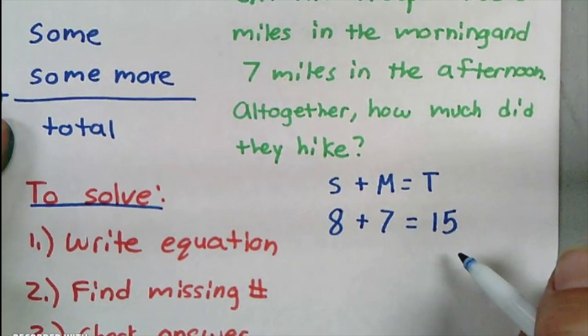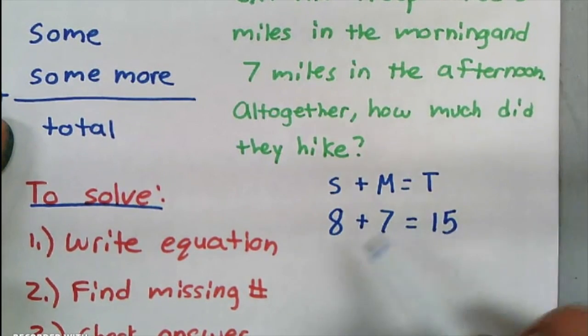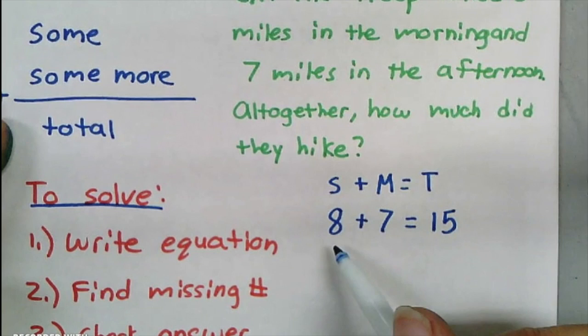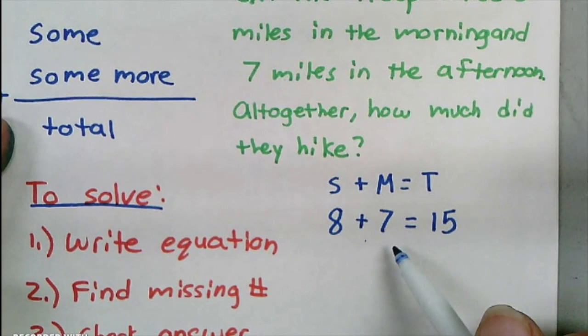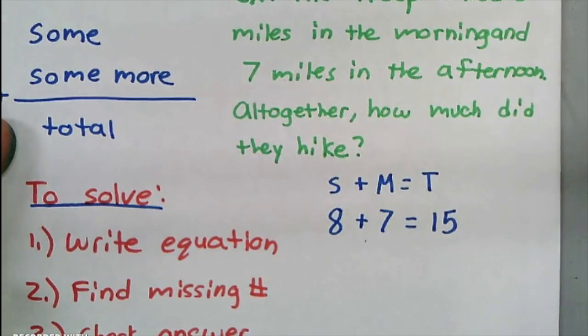We can check our answer by going backwards. So we went 8 plus 7 is 15. Now we can say 15 minus 7 is 8. It works out.